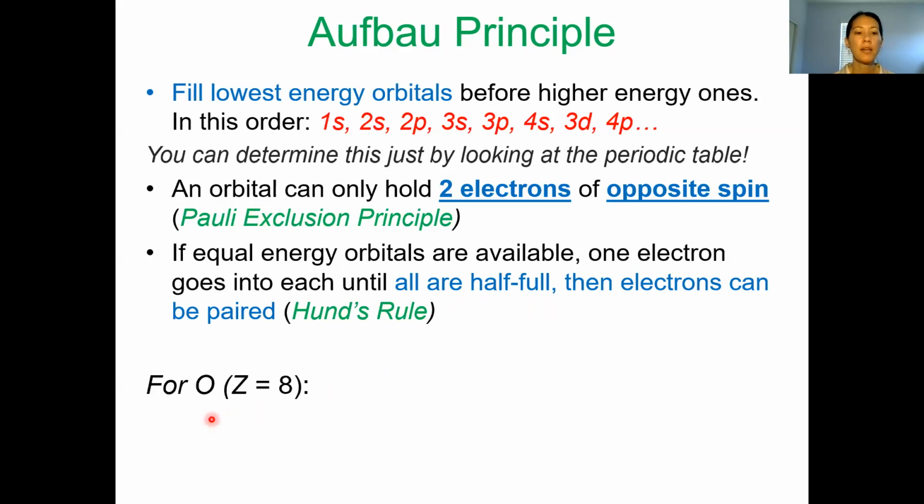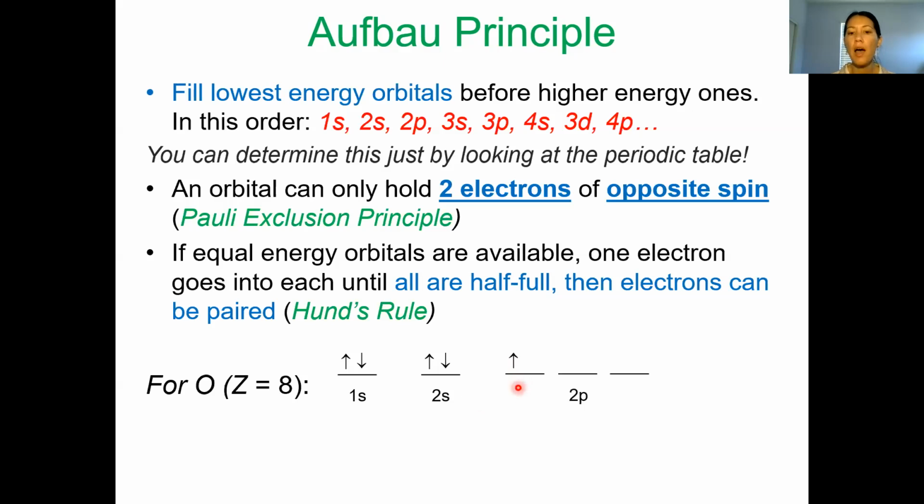So let's look at an example with oxygen. Z, or the atomic number, equals 8. So it has 8 protons, but more importantly for us right now, it has 8 electrons. So I'm going to fill those up. I'm going to fill the 1s first, first an electron spin up, then an electron spin down. Okay, now that's full. So now I need to move to the next one. I go to the 2s, an electron up and down. Now that's full. So I go to the next, which is the 2p.